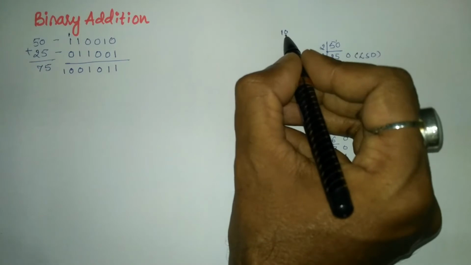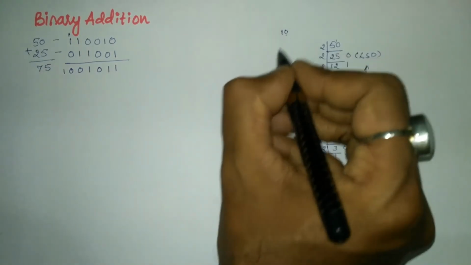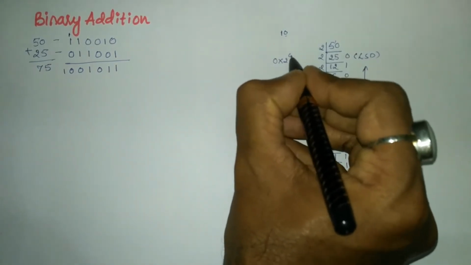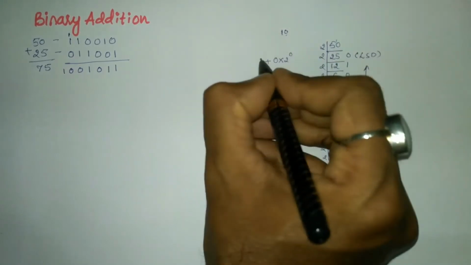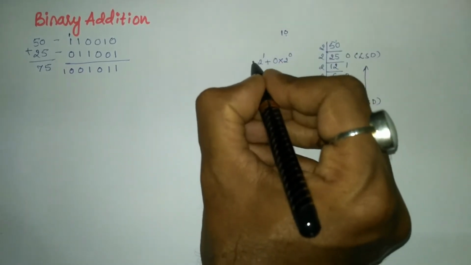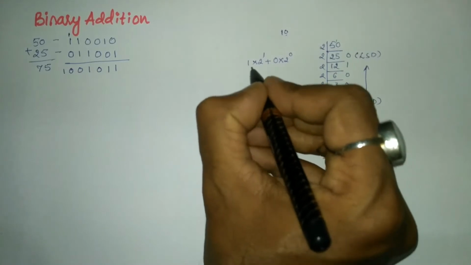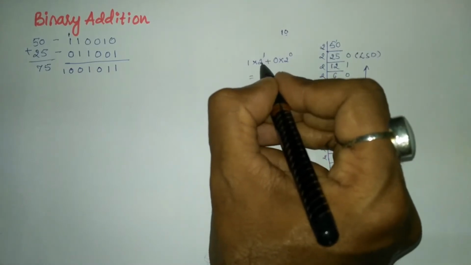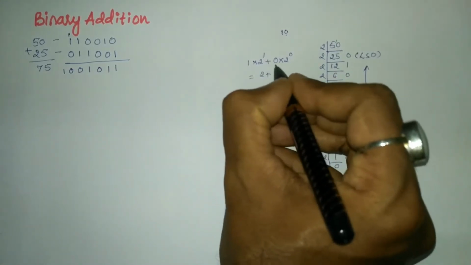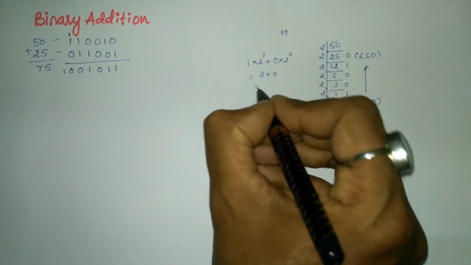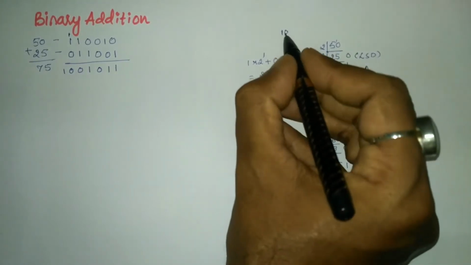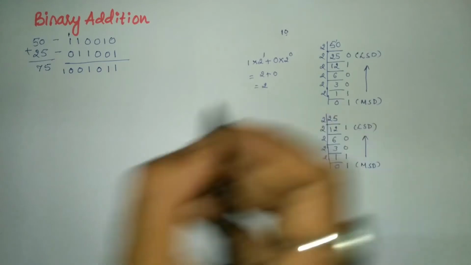So how do you say 1 0 is 2? You can write the positional weight of this 0 is 2 to the power 0 plus the positional weight of this 1 is 2 to the power 1 into 1. So you can further simplify. 2 to the power 1 is 2. 2 1s are 2 plus 0 into anything is 0, equal to 2 plus 0 is 2. Hence 1 0 gives us 2.